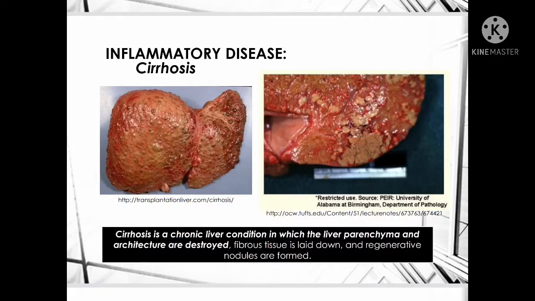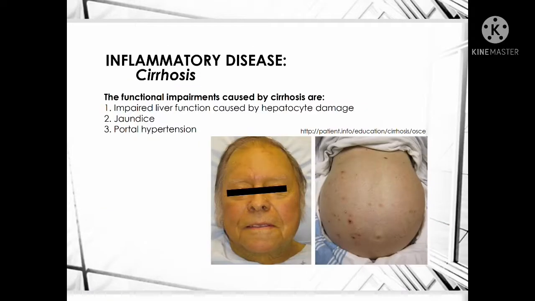Another inflammatory disease is cirrhosis. It is a chronic liver condition in which the liver parenchyma and architecture are destroyed, fibrous tissue is laid down, and regenerative nodules are formed. It affects the entire liver and is considered an end-stage condition resulting from liver damage caused by chronic alcohol abuse, drugs, autoimmune disorders, metabolic and genetic disease, chronic hepatitis, cardiac problems, and chronic biliary tract obstruction. The functional impairment caused by cirrhosis is impaired liver function caused by hepatocyte damage, generally resulting in jaundice and portal hypertension.